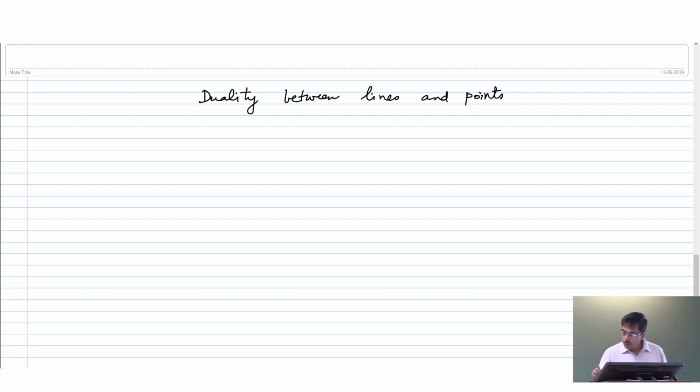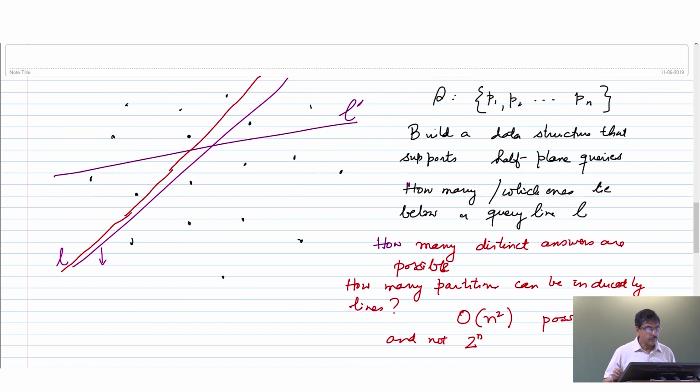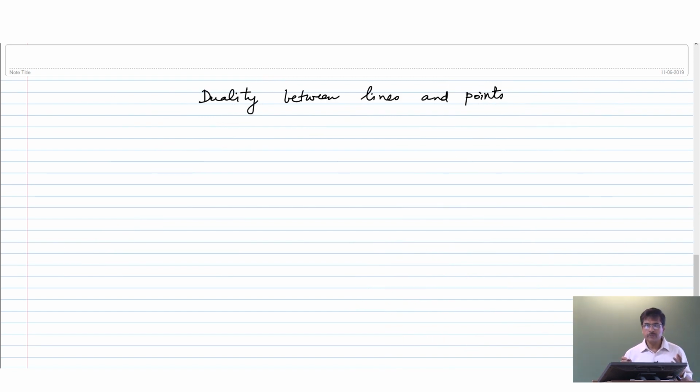Okay. So if you go back, I started with basically this problem where the input was lines and the query was a point. Then I showed you an example where the input is points and the query is a line. So it turns out that these are not that different. The points being input and the lines being input and the query point can actually be transformed to each other. Essentially it's a transformation which will map points to lines and vice versa, and maintain certain properties, and that we'll exploit. So, duality between lines and points.